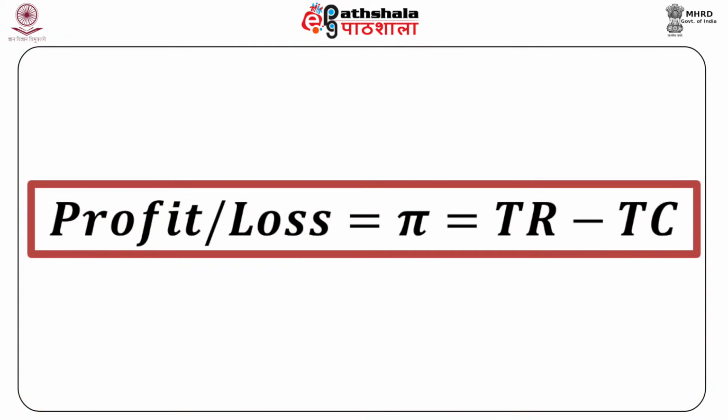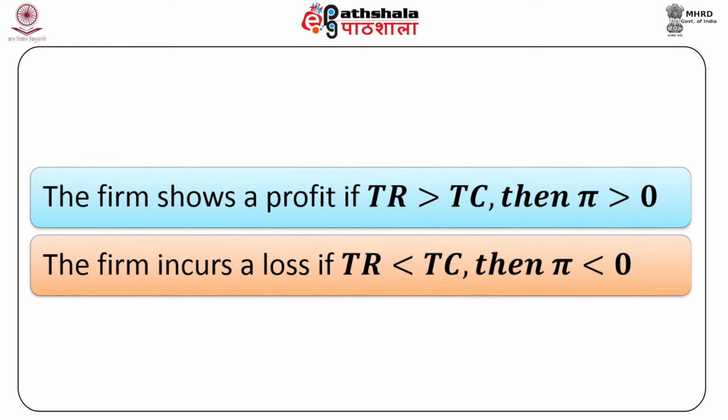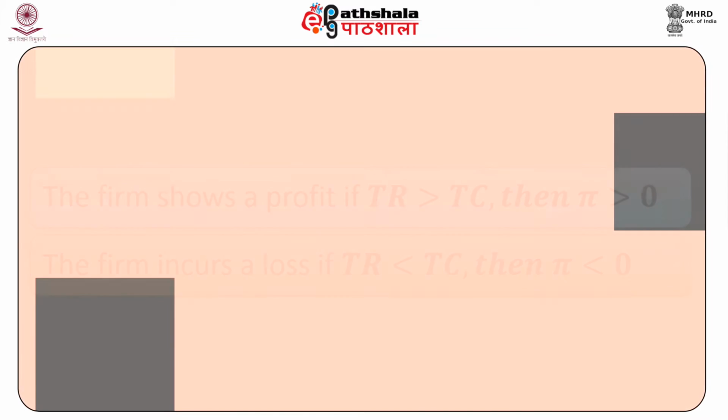Profit or loss. Profit means the positive difference between the total revenue and the total cost of a firm, and loss means the vice versa. Profit or loss thus equals pi, which equals TR minus TC. The firm shows a profit if TR is greater than TC, because then pi will be greater than 0, and the firm incurs a loss if TR is less than TC, because then pi will be less than 0.